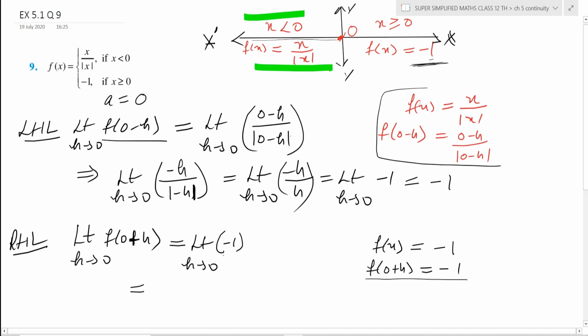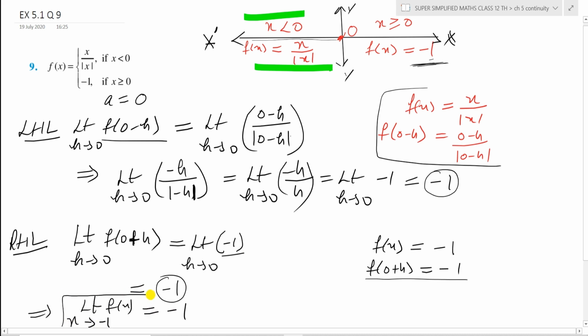Limit of any constant number remains constant only. So I can see that the value of the right hand limit is also -1, and the value of the left hand limit is also -1. When both the limits exist and they are equal, this implies that the limit of the function f(x) as x tends to 0 is coming out to be -1. That means the value of the limit of the function is -1. When the left hand limit and right hand limit both exist, and they have a common value, the common value is -1.